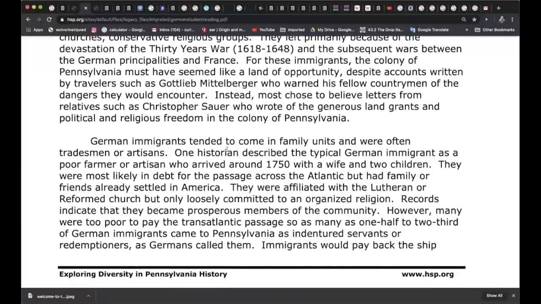It says German immigrants tended to come in family units and were often tradesmen or artisans. One historian described a typical German immigrant as a poor farmer or artisan who arrived around 1750 with a wife and two children. They were most likely in debt for passage across the Atlantic, but had family or friends already settled in America. They were affiliated with the Lutheran or Reformed Church, but only loosely committed to an organized religion.